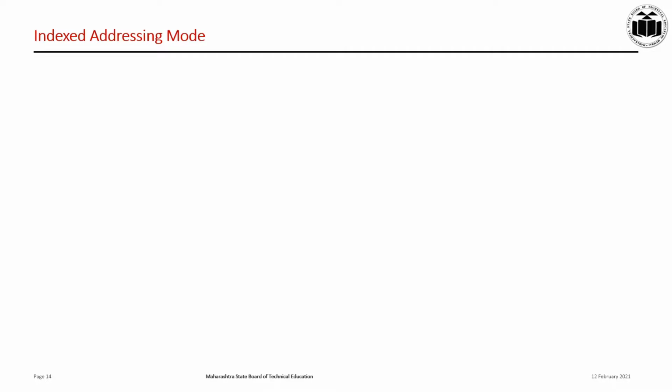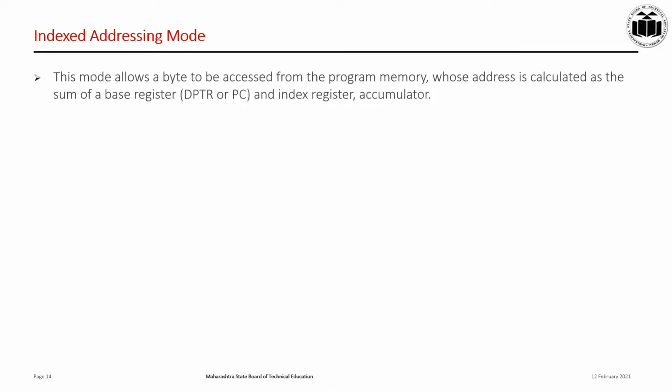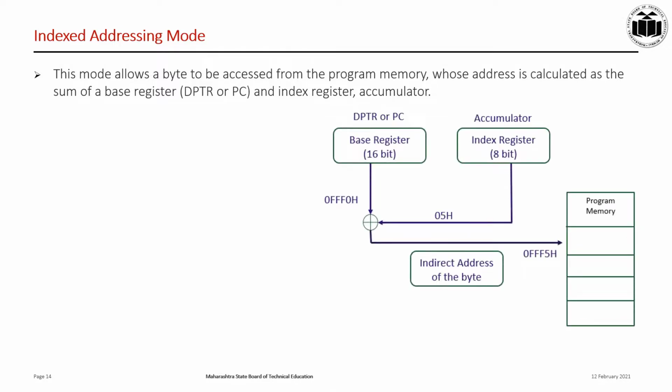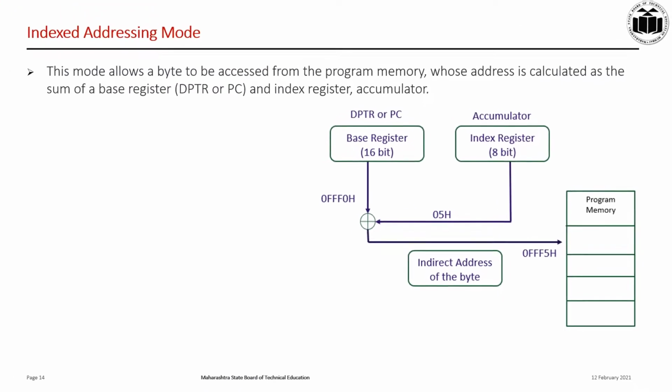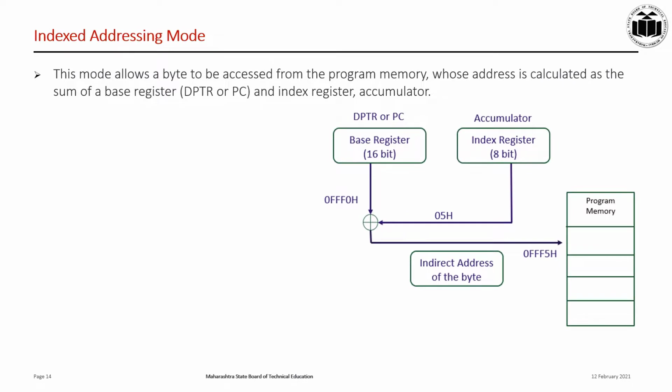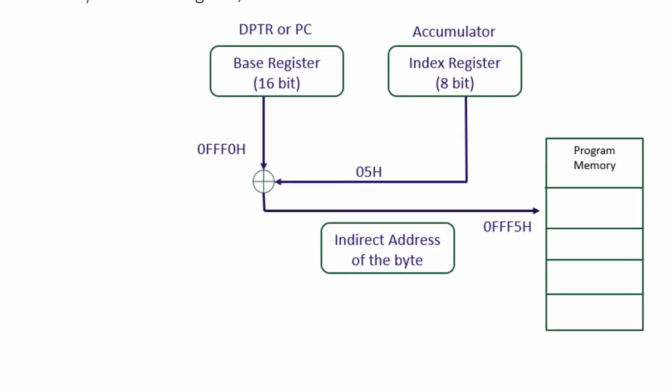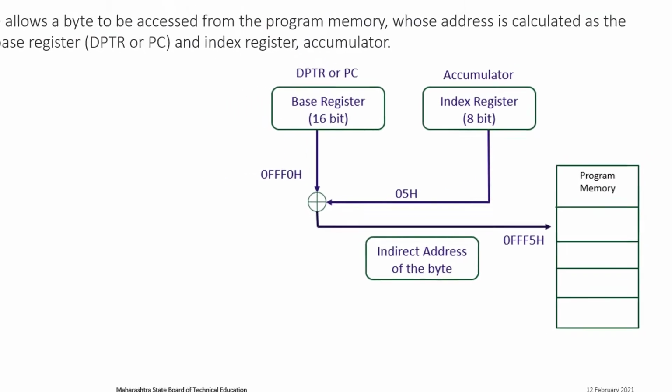Indexed addressing mode. This mode allows a byte to be addressed from the program memory, whose address is calculated as the sum of a base register and index register. The base register can be the data pointer or program counter, and the index register is the accumulator. This mode is used to access data from the code memory and is denoted by C in the instruction.